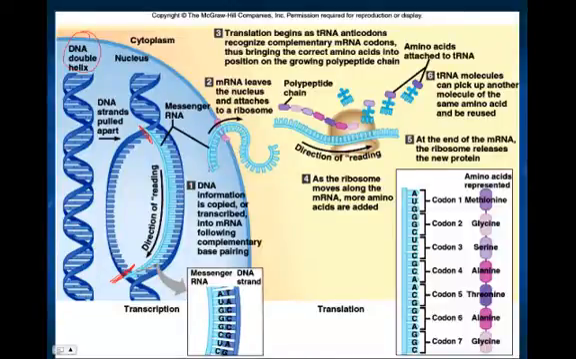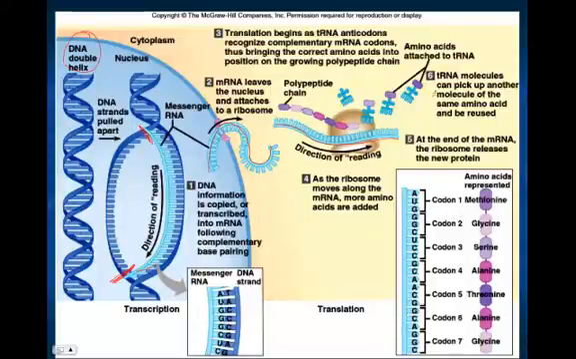Then this messenger RNA will carry that code outside of the nucleus to a ribosome. So here you can see your messenger RNA leaves the nucleus and attaches to this ribosome. Now, that ribosome, because it has what we call ribosomal RNA, can actually read that code in your RNA, and it will recognize that code and start to bring in the correct amino acids.